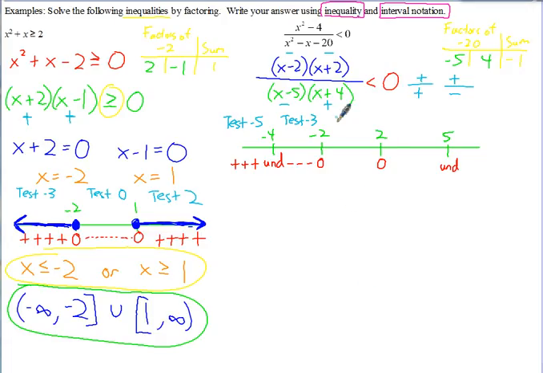Now between -2 and 2, the easiest thing to test would be 0. Plugging 0 into this factor, 0 minus 2 is negative, 0 plus 2 is positive. Negative times a positive is negative. So you have a negative on the numerator. And 0 minus 5 is negative, 0 plus 4 is positive, negative times positive is negative. So you have negative divided by negative, that's going to be positive.